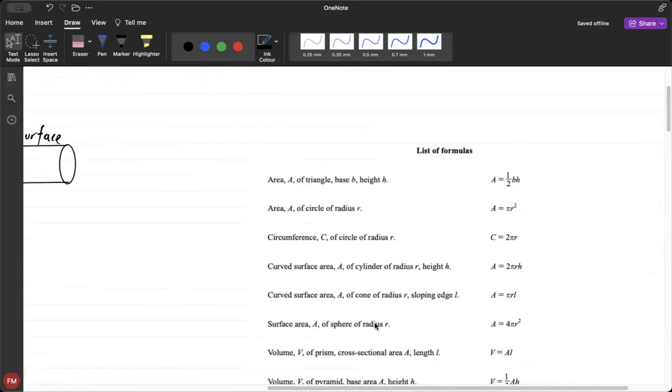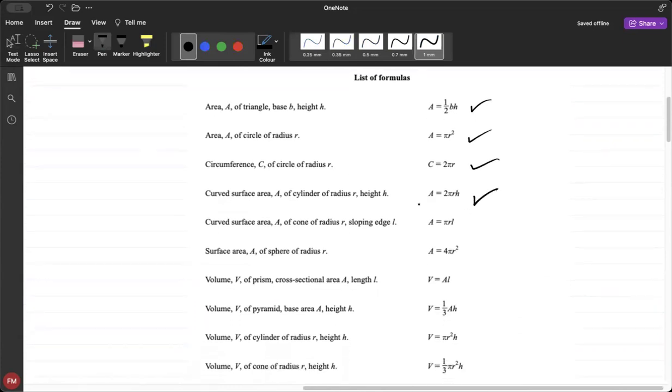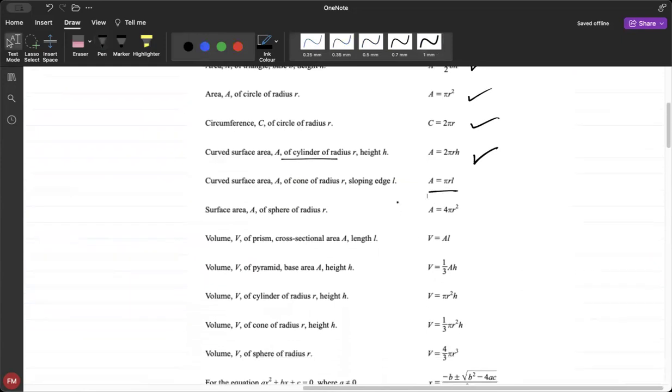Let me show you what's given on the formula sheet. This is a screenshot of the formula sheet. Like I said, area of rectangle, trapezium stuff is not given. However, they have given you the circumference. They have given you the surface area, which is obviously of a cylinder. They've given you the cone. They've given you the surface area of almost everything.